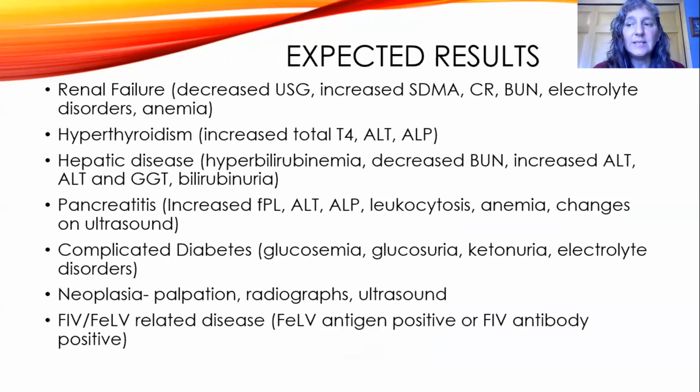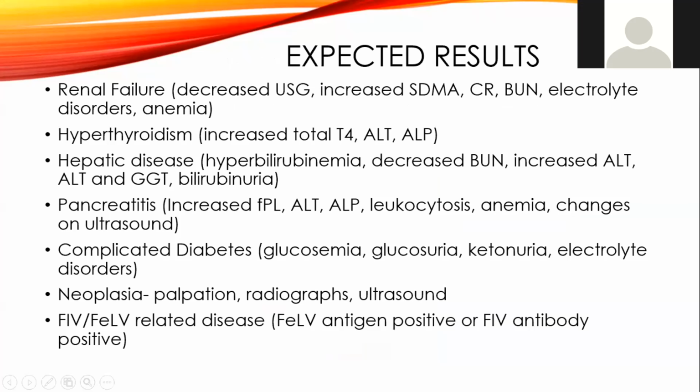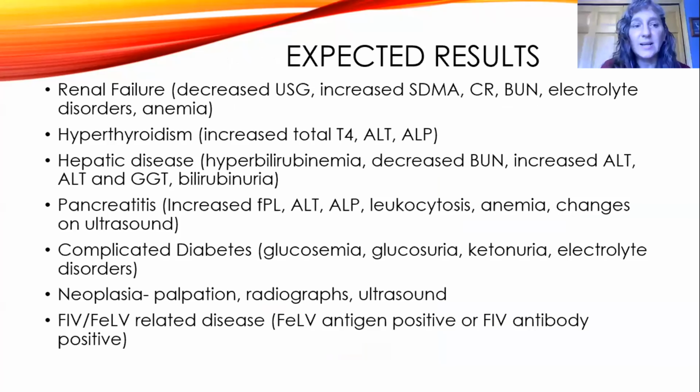Here I've listed some possible outcomes from testing with the list of extra gastrointestinal differentials. Note that not all of these occur with every case. So with renal failure, there'll be a decreased urine specific gravity, increased SDMA, creatinine, BUN, electrolyte disorders, and possibly anemia in more advanced renal failure.